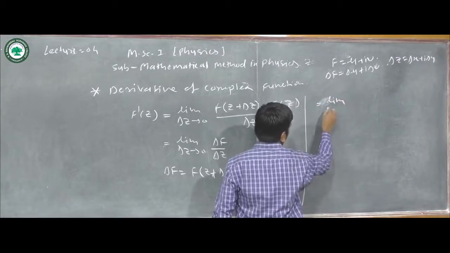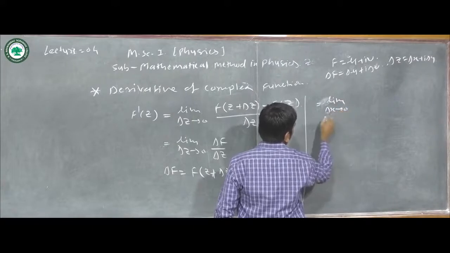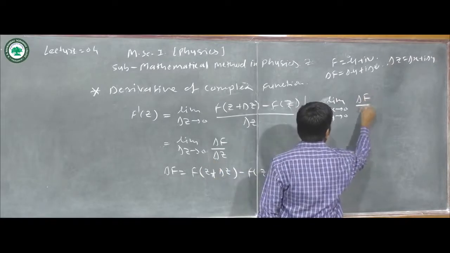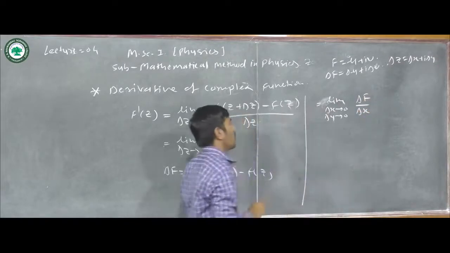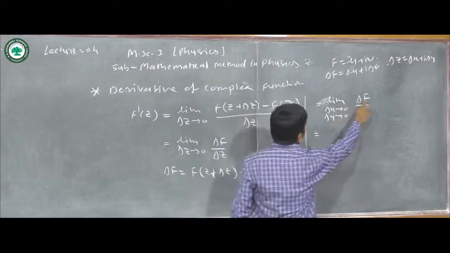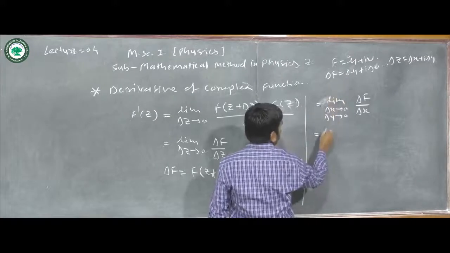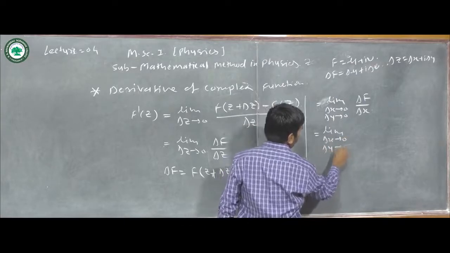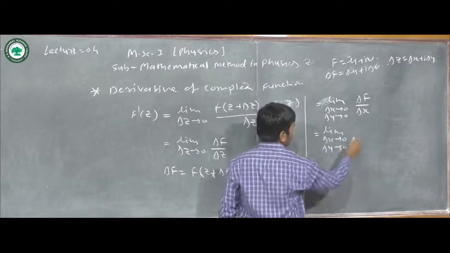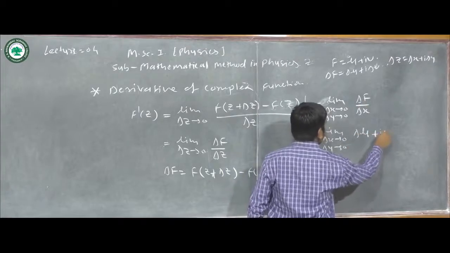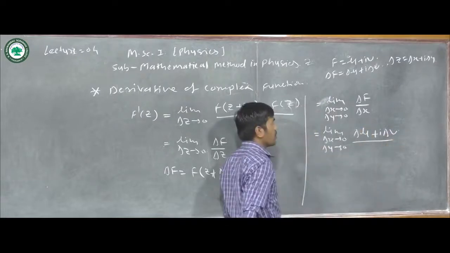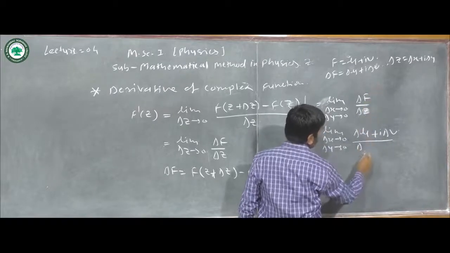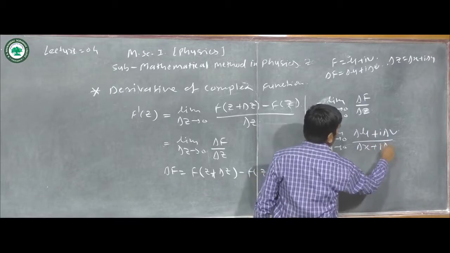So these equations I can write as the limit del x approaches 0 and del y approaches 0 of del f by del x. And this del f I can replace with these equations, that is the limit del x approaches 0 and del y approaches 0 of del u plus iota into del v, divided by del z, where del z is equal to del x plus iota into del y.